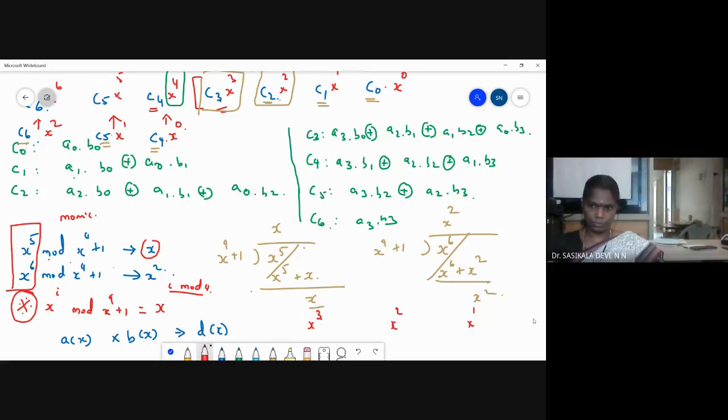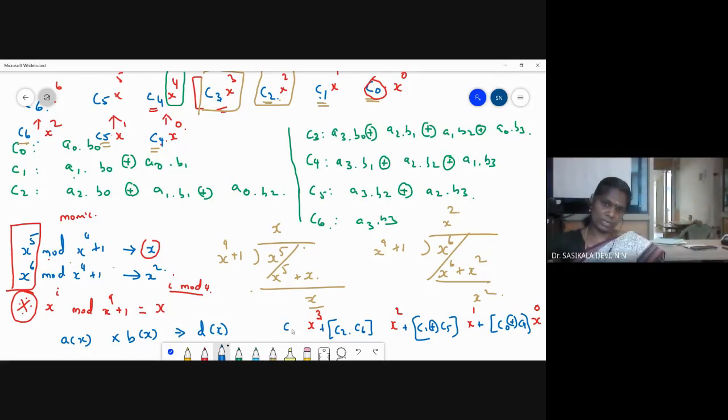The x power 0 coefficient: C0 and C4, so C0 to be added with C4. So this will be C0 XOR C4. Now plus the x power 1 term, C1 XOR C5. Plus the x square term, C2 XOR C6. Plus the x power 3 term, only one thing, which is C3.